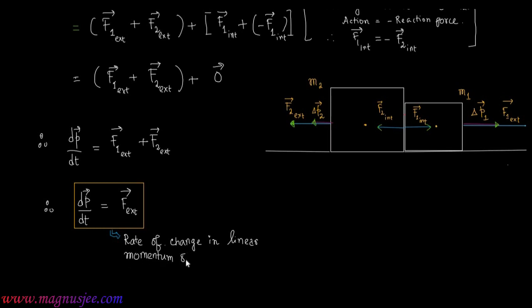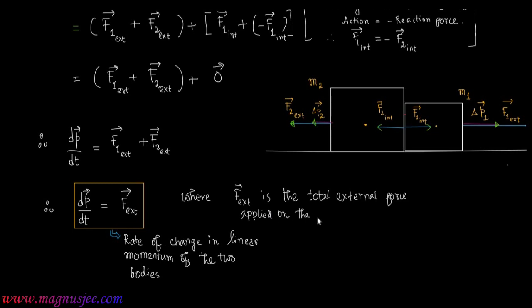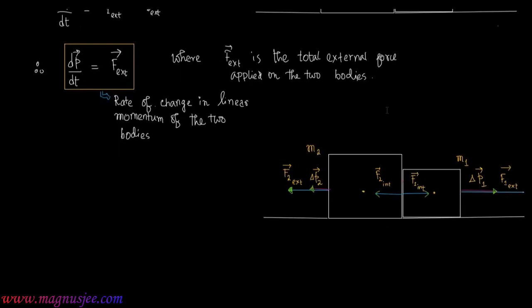d vector p by dt equal to vector f ext is the rate of change in linear momentum of the two bodies, where vector f ext is the total external force applied on the two bodies of masses m1 and m2.